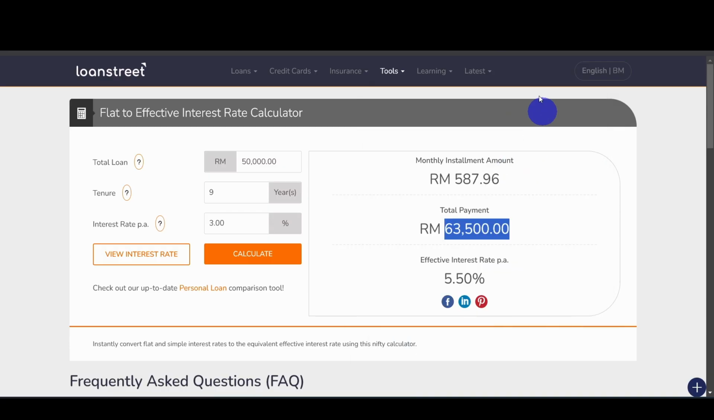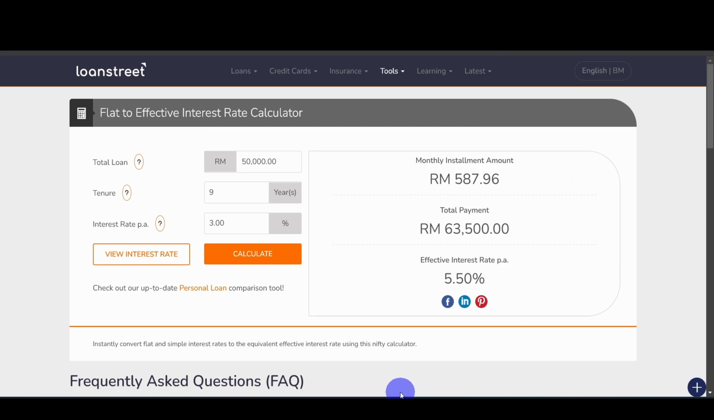So back to the calculator here. You see this website is actually provided by Loan Street. Full credit to them. The link will be in the description down below, so you guys can test it out for yourself as well. So you see the total payment of 63,500 ringgit is actually equivalent to 5.50% effective interest rate.